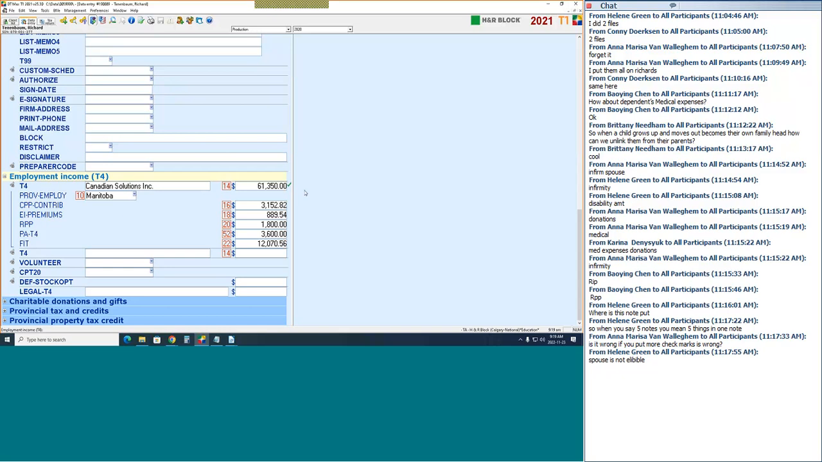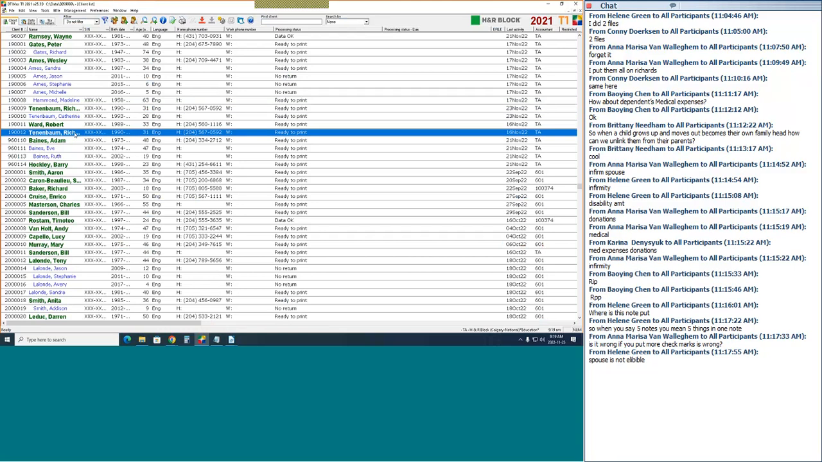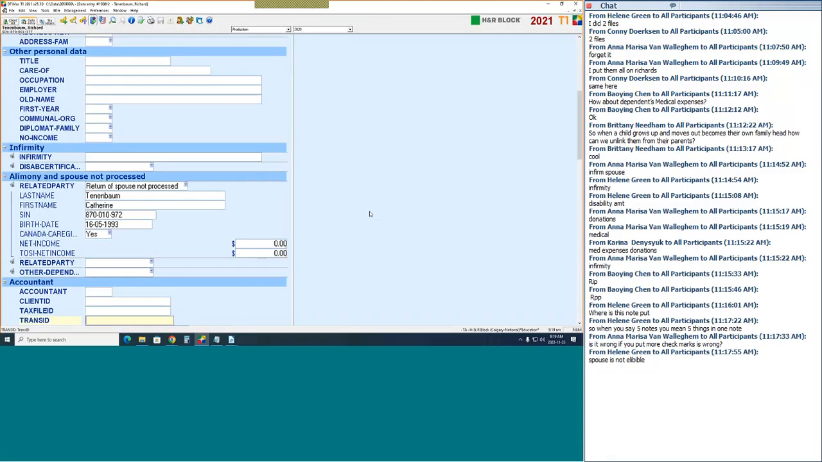All right, I did say I would show you that it is possible to do this in exact result using only one file. So it is possible to do Richard with a return of spouse not processed. In order to do that, the data entry is actually fairly simple for this case. You're going to put Catherine's information in. You're going to put Catherine's net income as 0. And there is a button on related party for caregiver, yes.